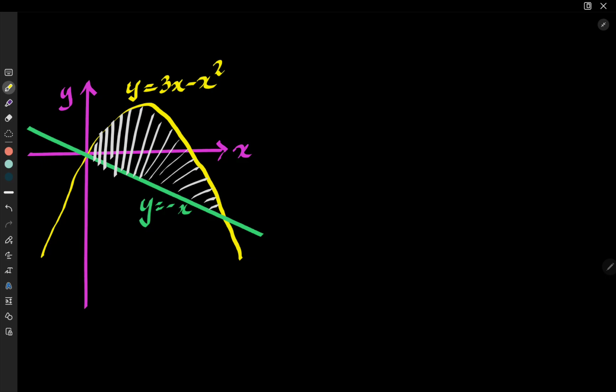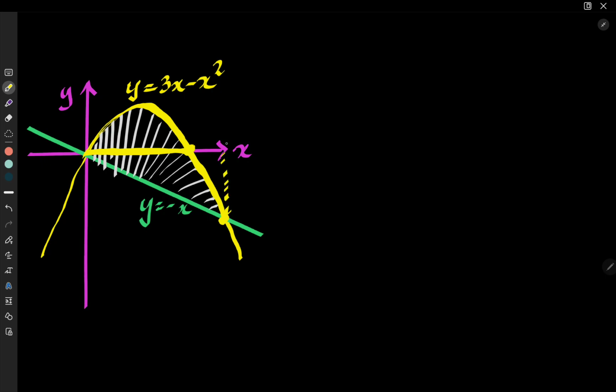Now, in this example, we are asked to determine the area of the shaded region in white, which is bound by the parabola 3x minus x squared and the line y is equal to negative x. So what we need to do first is determine this point. Then we can determine the area under the curve, this part here. Once we determine that, we can then determine this other part, which is the shaded region underneath here. So we also need that point of intersection.